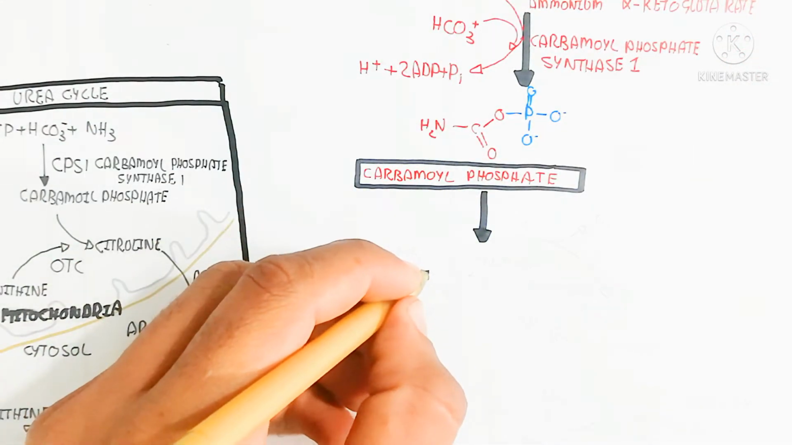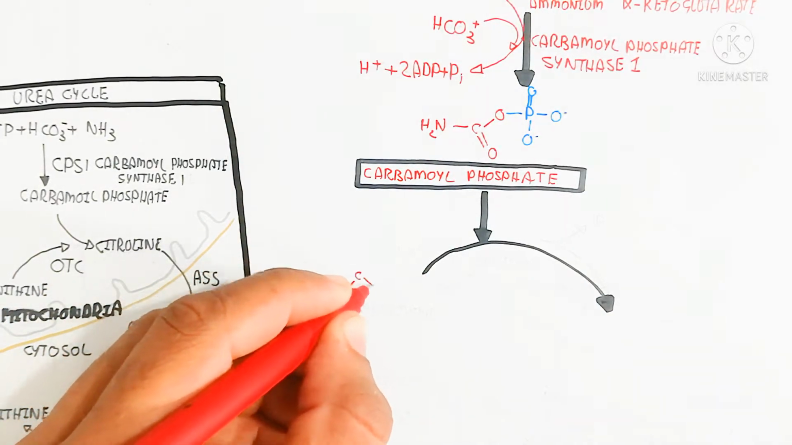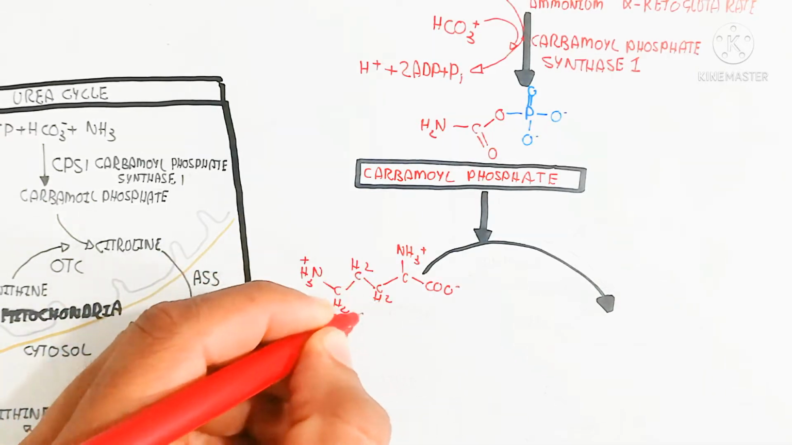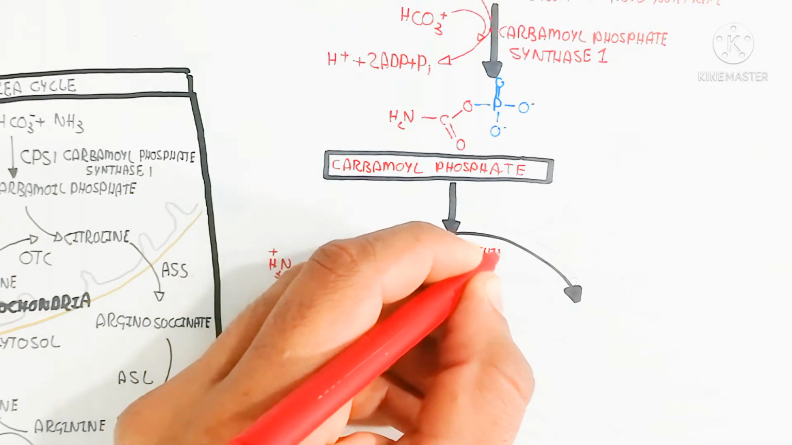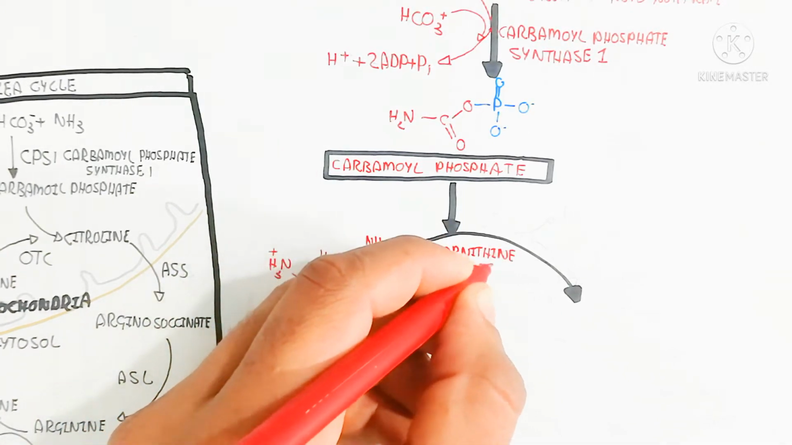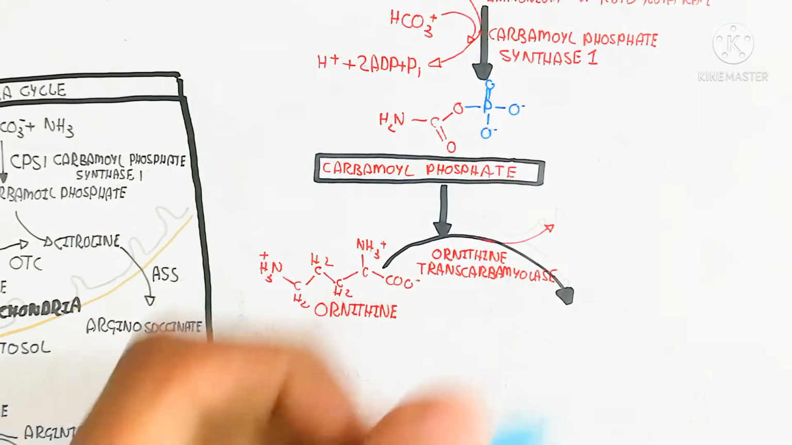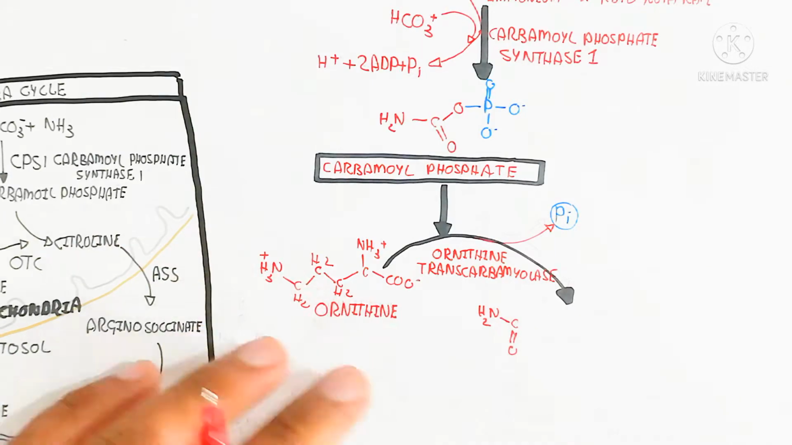And in this way, the important thing is that it combines with the ornithine. With the ornithine combination, the ornithine transcarbamylase enzyme is used to release the phosphate group, the inorganic phosphate group, and the citrulline forms. The citrulline formation is basically the chemical formula you can see in this diagram to understand.